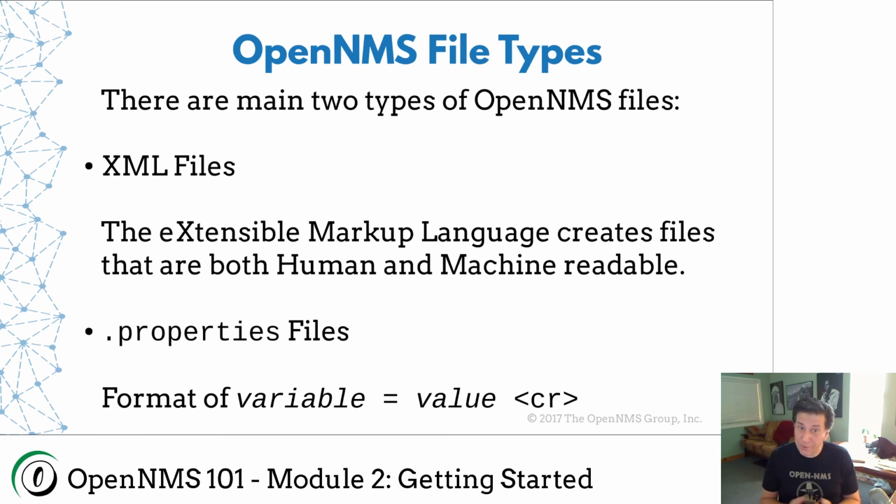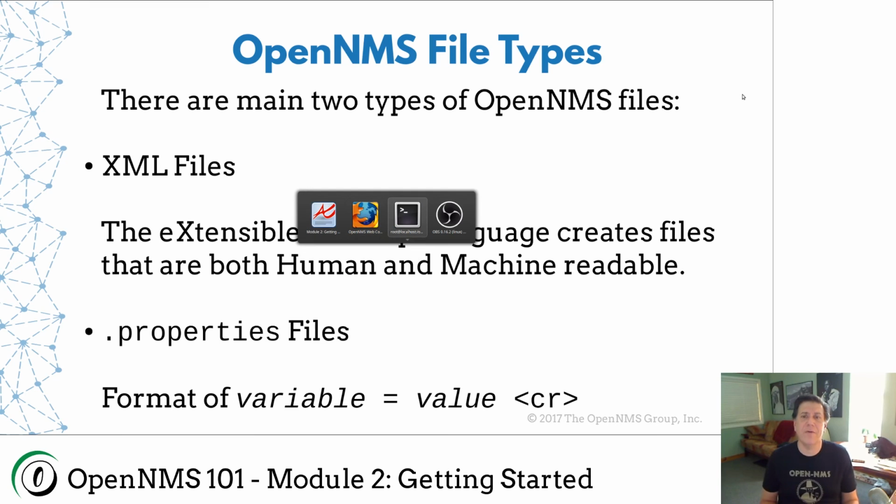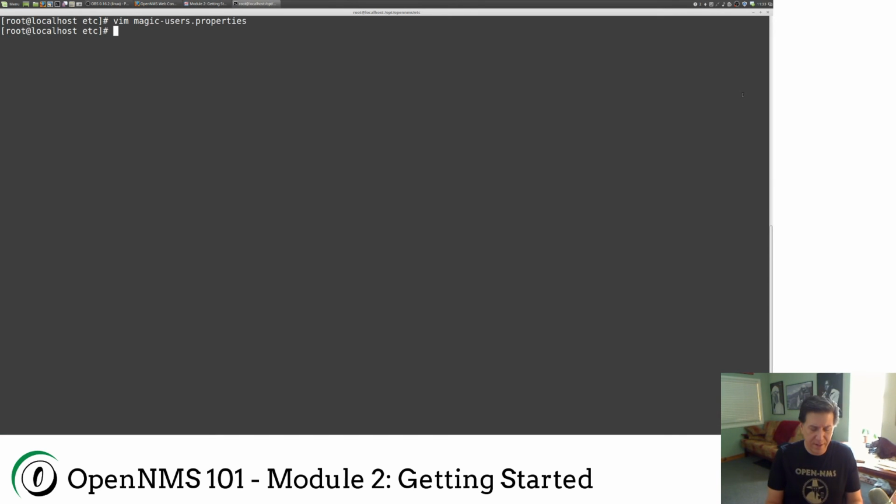Two types of files. There are XML files. XML files are very much like HTML. It's a markup language. I don't know if you guys remember, but let me just edit foo.html. And again, I'm going to do that whole set background equals dark.